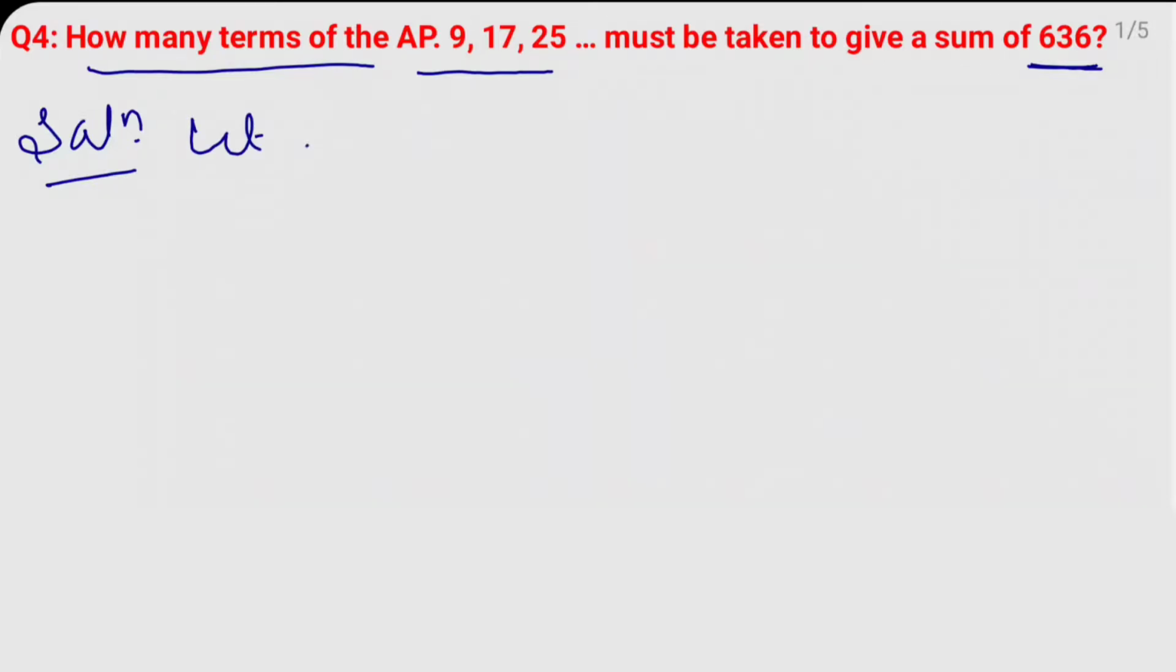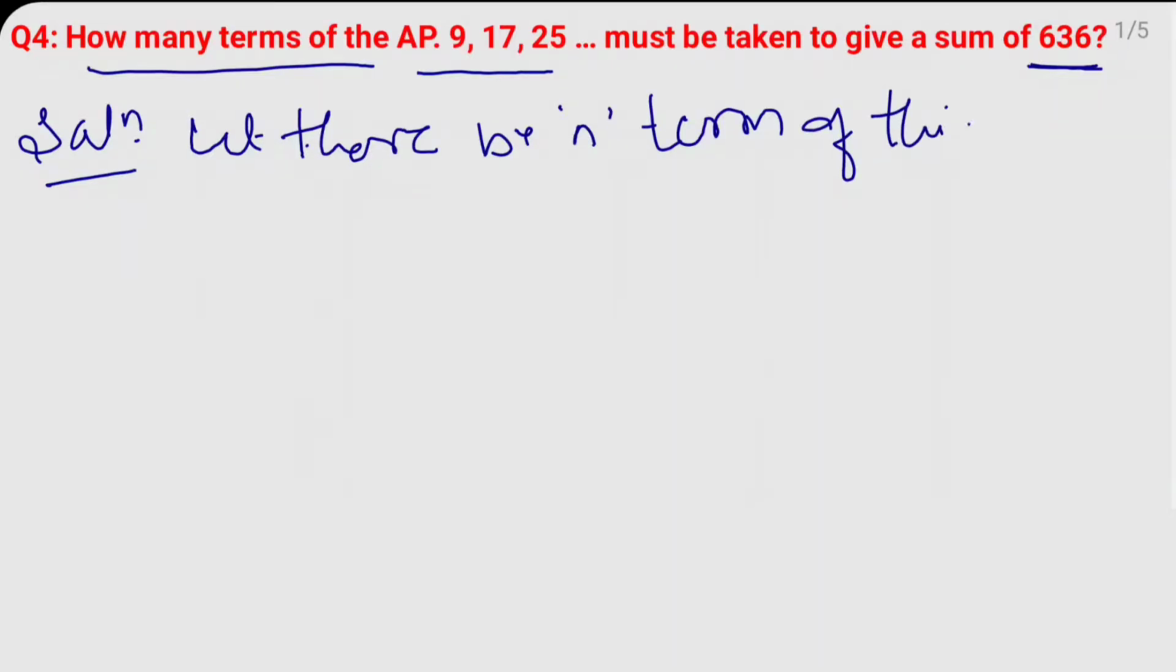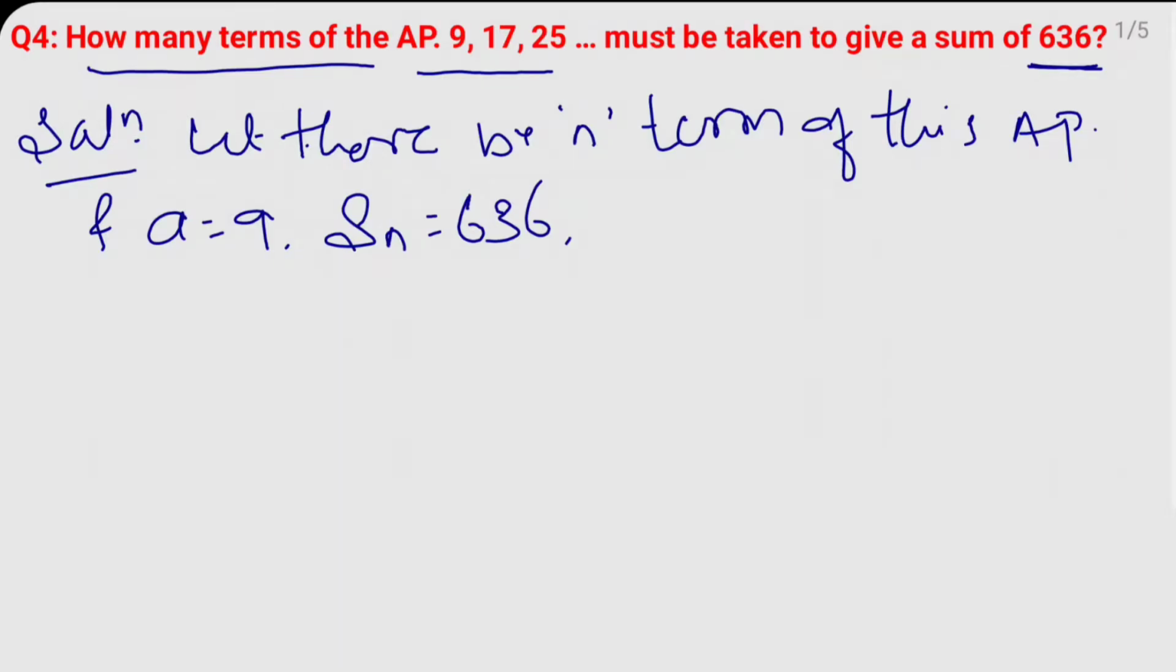Let there be n terms of this AP. So n is the number of terms of this AP, and the first term A is 9 here, and also they have given Sn. Sn is 636. Is it clear? And find out the common difference.